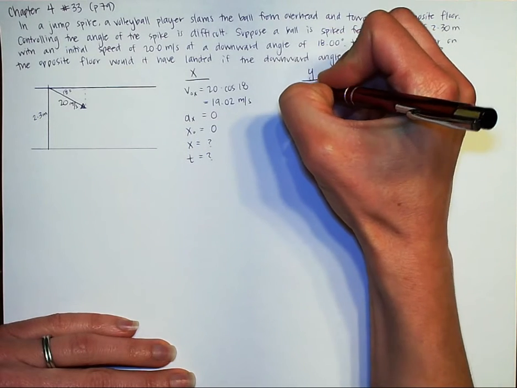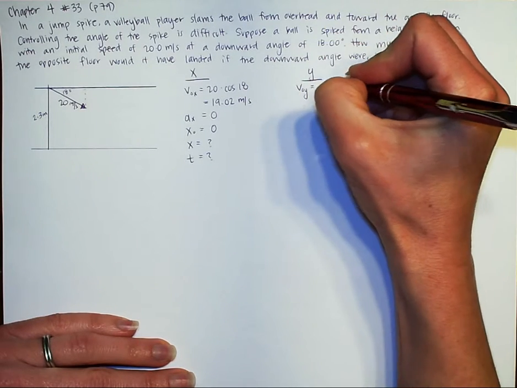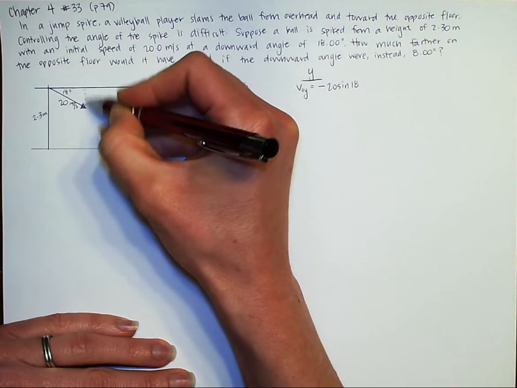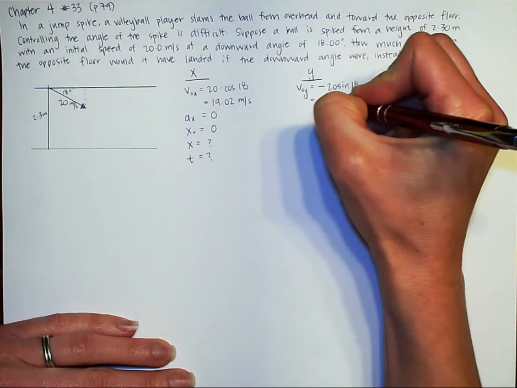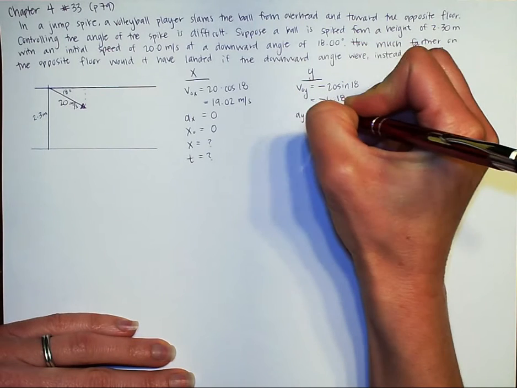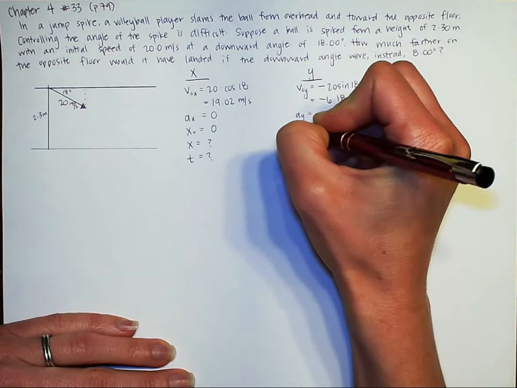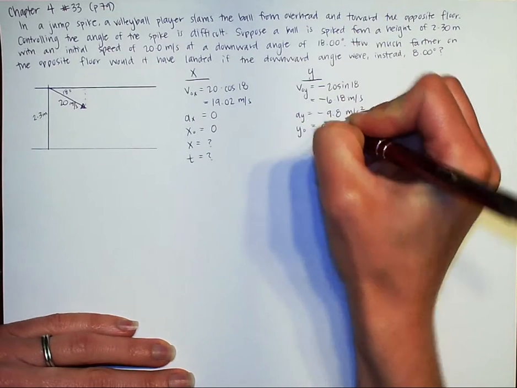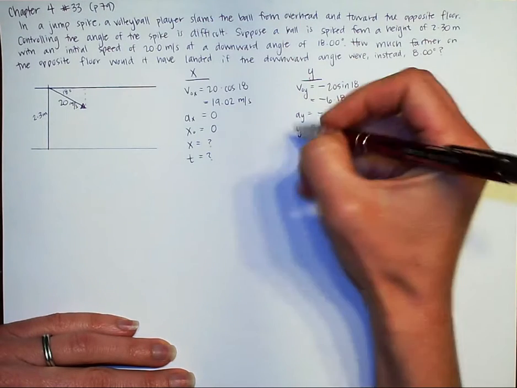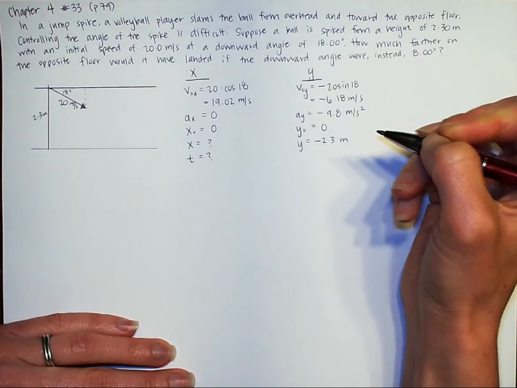So here's our y information. We know that initial velocity in the y direction is going downward, so I'll call it negative 20 sine 18. So that's this right here. And this equals negative 6.18 meters per second. Our acceleration in the y is negative 9.8 meters per second squared. My initial y is going to be right here. I'll call that 0. And if that's the case, and my downward direction is negative, then my final y is going to be negative 2.3 meters.